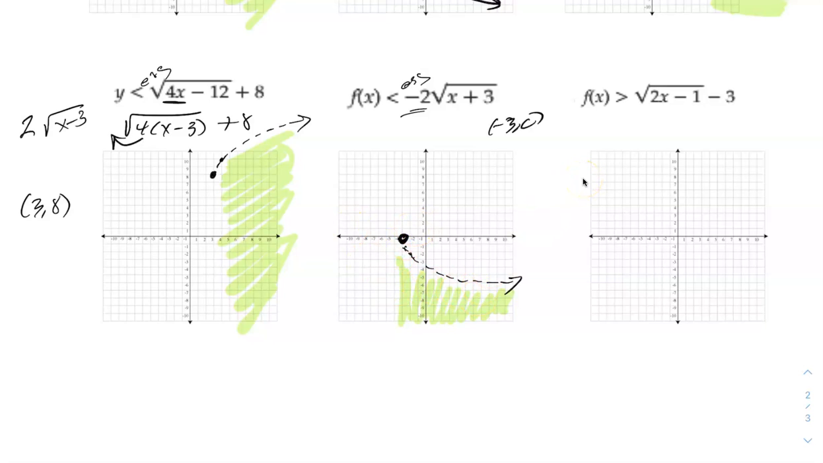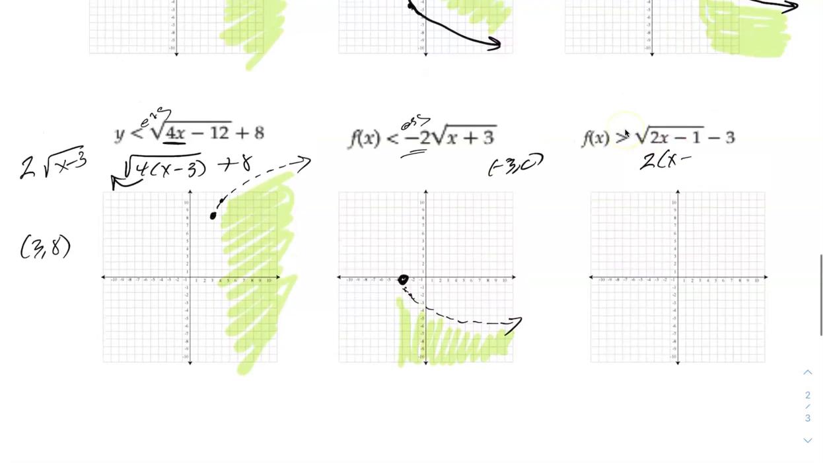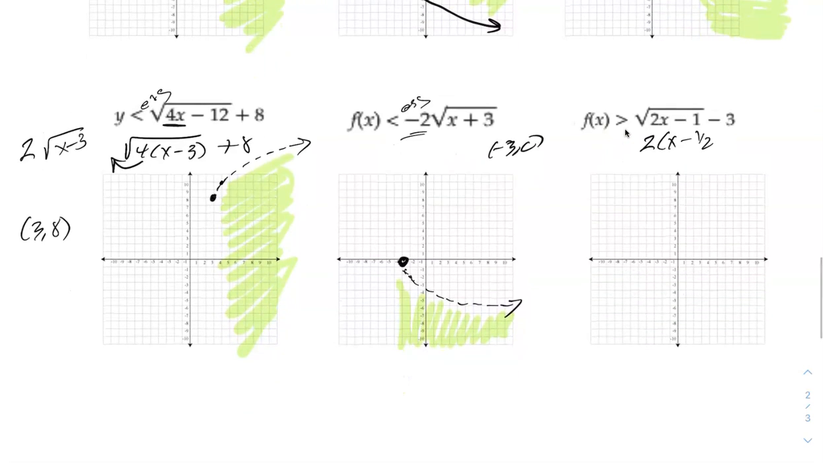This one looks annoying. Let's factor that 2. Now remember, you can factor out anything. It's dividing. So -1 divided by 2 is -1/2. So I'm going to start at 1/2 and -3. 1/2 and -3 around there.